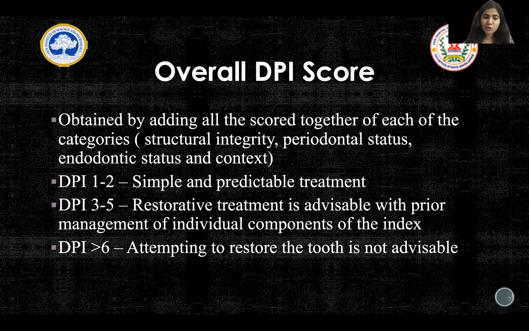When the DPI is 1 to 2, it is a simple and predictable treatment. DPI 3 to 5, restorative treatment is advisable, but before that, the management of the individual components of the index needs to be seen. And where the DPI score is more than 6, an attempt to restore the tooth is not very advisable, but sometimes, in some cases, one may go ahead with the treatment of such teeth so as to prolong the life of those teeth and not go ahead with an immediate extraction and replacement.